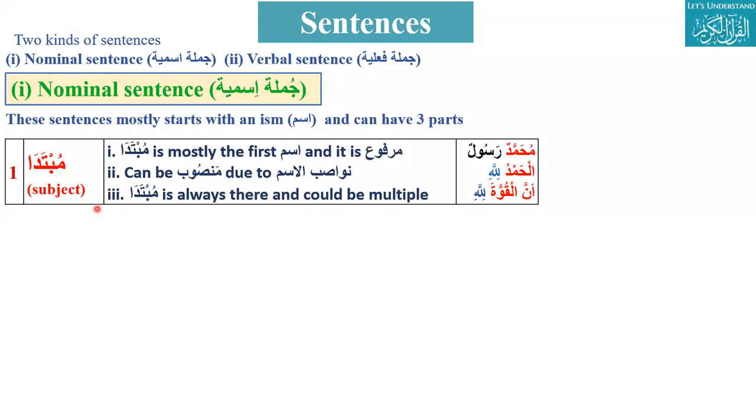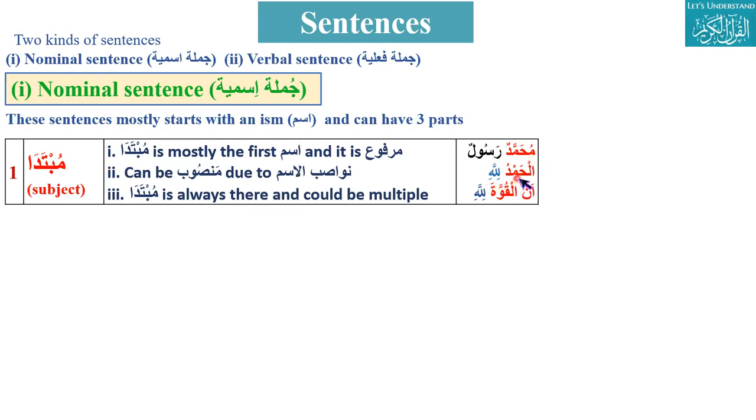The starting part is called mubtada, and most of the time it will be ism and marfu, but it can be mansub, because ism can be mansub due to nawasibul ism, if nawasibul ism is coming. And mubtada is the important, compulsory part of any sentence, so it will always be there, and it can be multiple. Like here we can see Muhammadun Rasul. Muhammad is the mubtada.